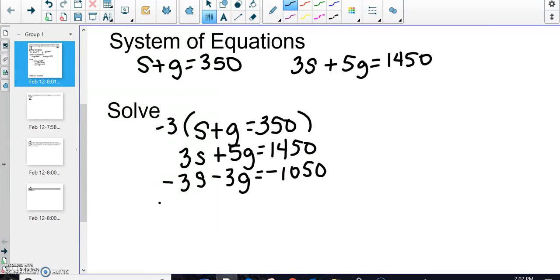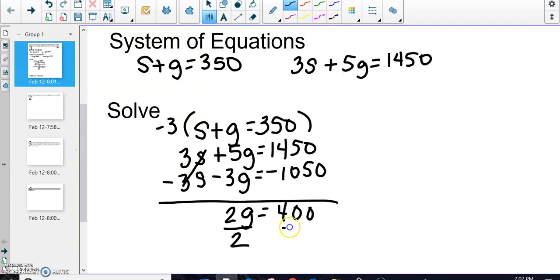-1,050. Now I'm going to combine these two equations, and the S's get eliminated, and then I'm left with 2G equals 1,450 minus 1,050, and that gives me 400. Then I'm going to divide both sides by 2, and 400 divided by 2 gives me 200 general admission tickets.